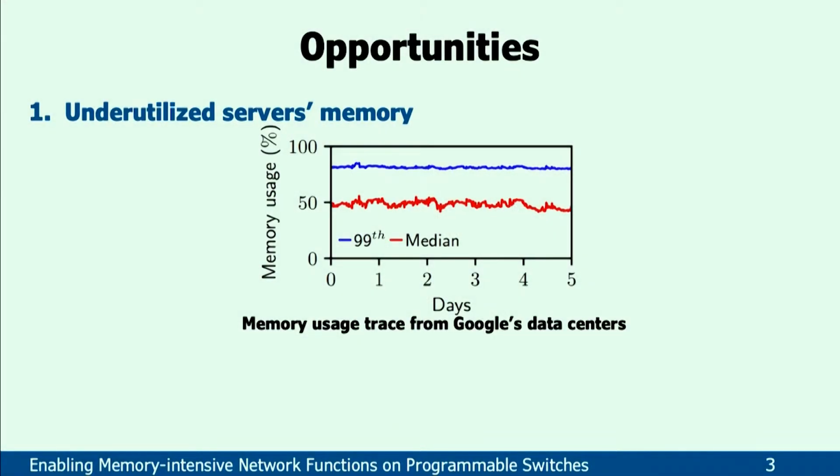We have observed some opportunities in data centers by analyzing resource traces from production clusters. The first observation is that servers' DRAM is mostly underutilized. For example, this graph shows the memory utilization of a server in Google's data center during 5 days. You can see that the median usage is around 50%, and the most loaded cases are around 80%. You also observe a similar usage pattern in Alibaba's cluster trace.